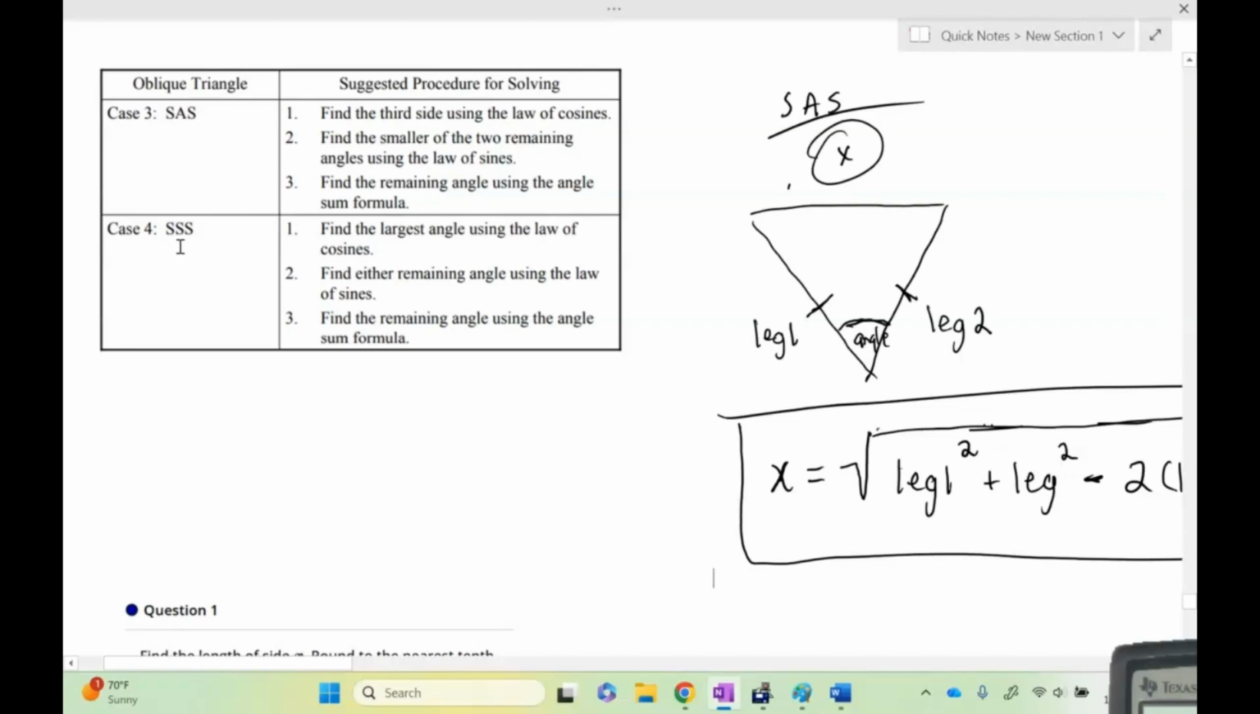Lastly, if you're given a side side side set of measurements, you should find the largest angle first.